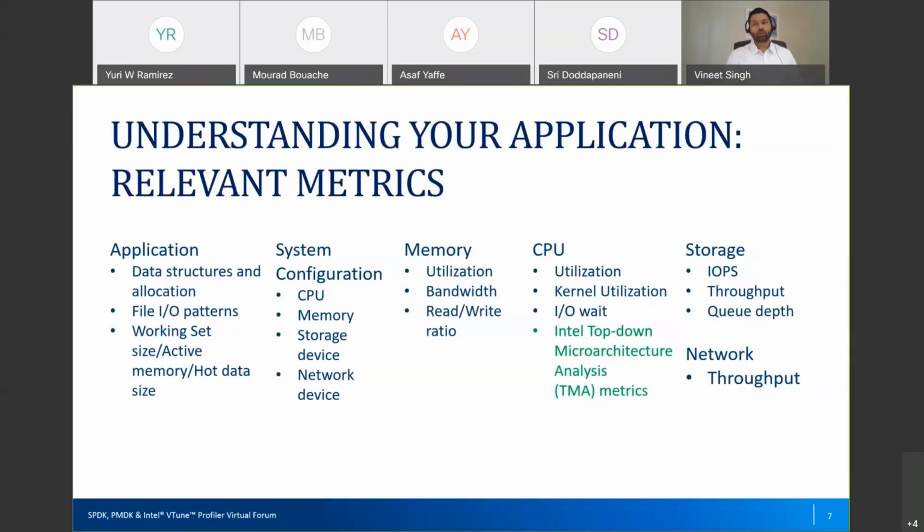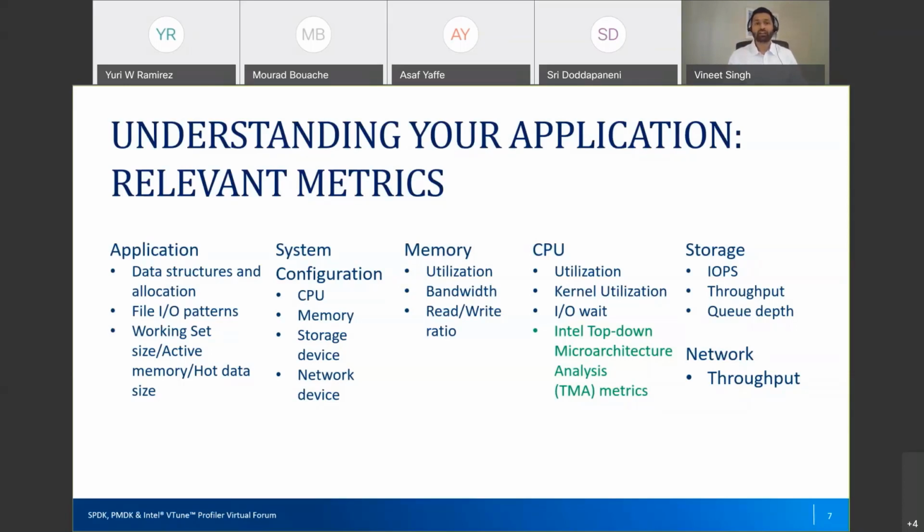If you are going to use the persistent mode of use of PMEM, you need to understand what the data structures and allocations are. And this is true even in a volatile use case in a particular scenario. I'll get to that. You need to understand the file IO patterns if your IO is your bottleneck, and that's what you are trying to solve with persistent memory.